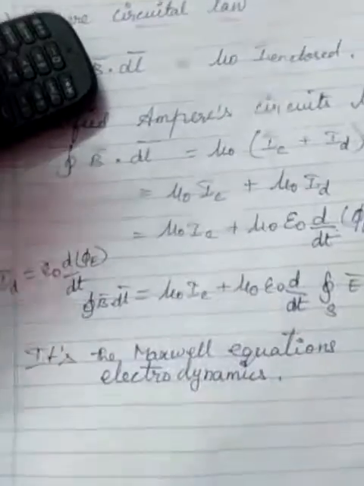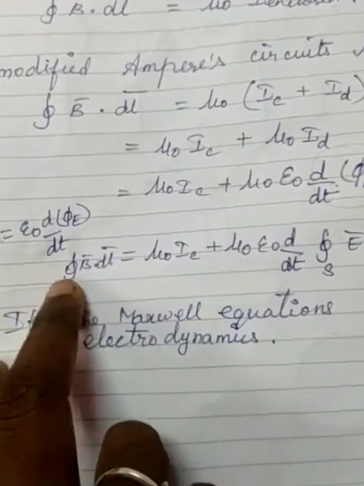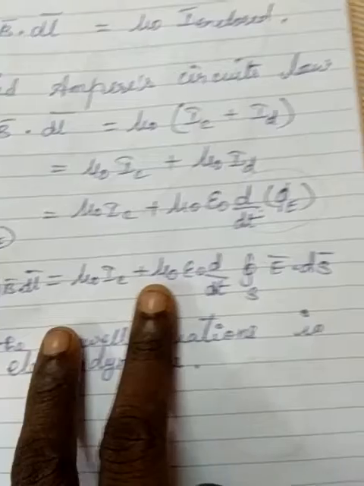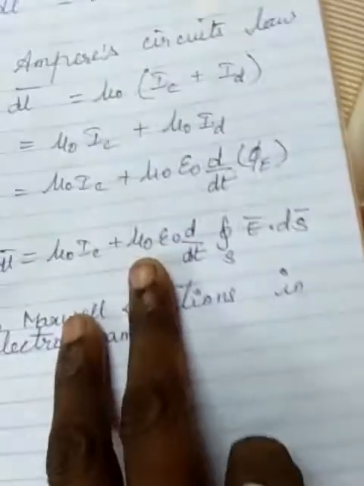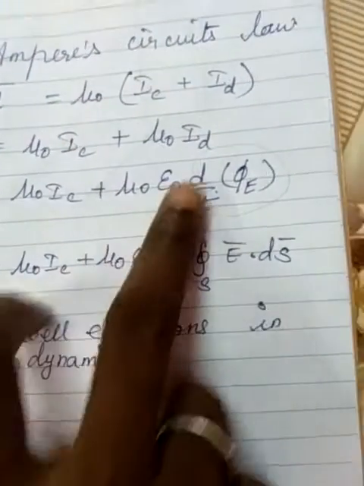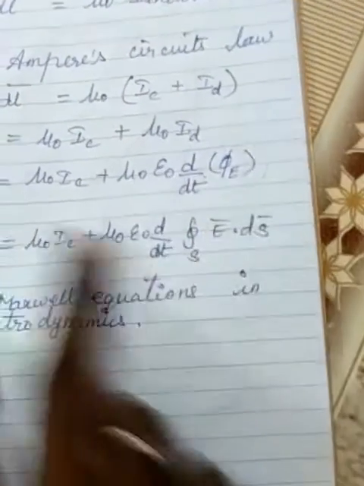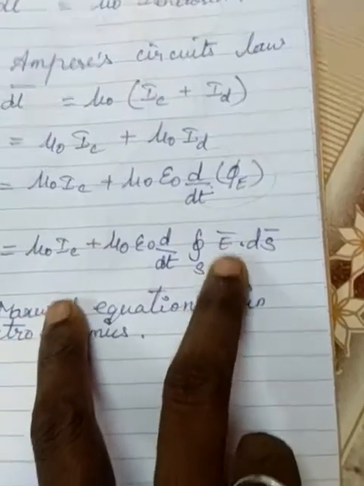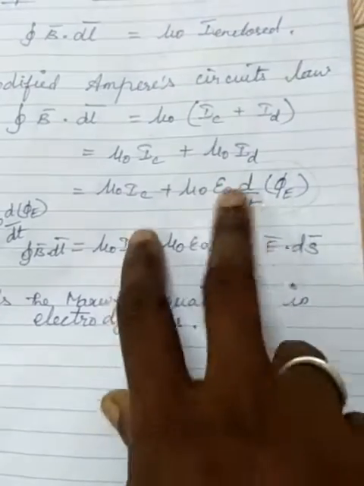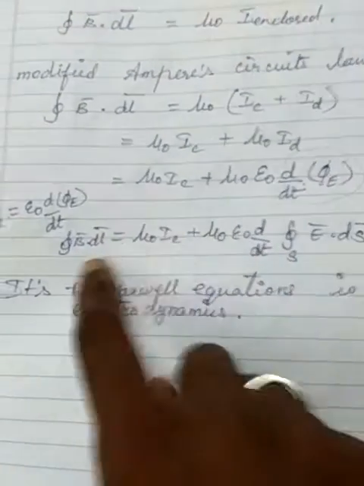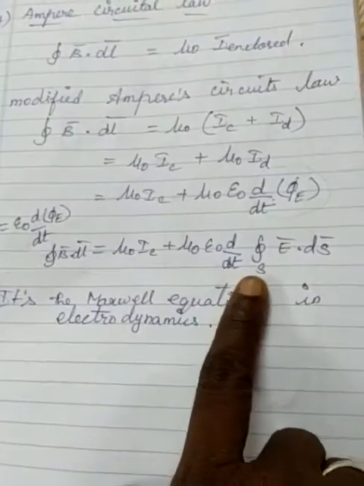So the integral becomes mu naught IC plus mu naught epsilon naught d by dt of phi E. Write it separately. We can modify this equation as mu naught epsilon naught d by dt. The value of phi E we already found in the last section: the closed surface integral of E vector dot ds vector. So this equation is the modification of the Ampere circuit law.